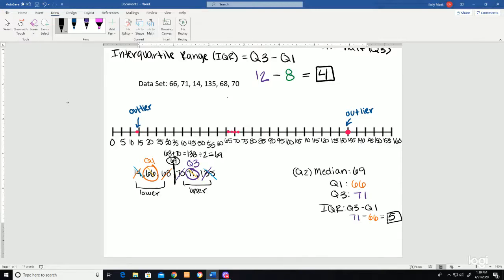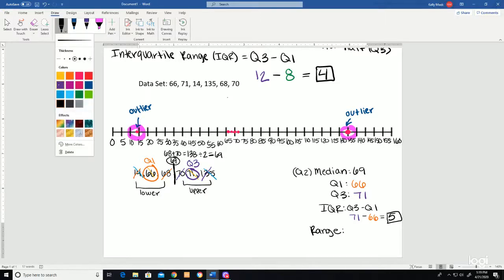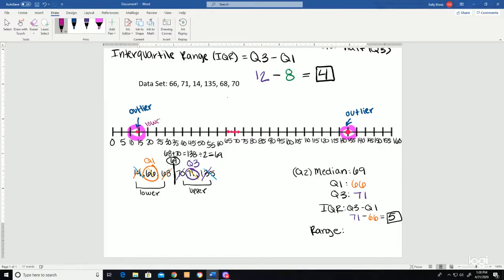Now, other questions they may ask you from this, they may want you to find the range. Remember, the range is different than the interquartile range. The range is the highest number minus the lowest number. The lowest number here is this guy, and the highest number here is this guy. Okay, so this is my lowest number and this is my highest number. Just want to label it just in case.